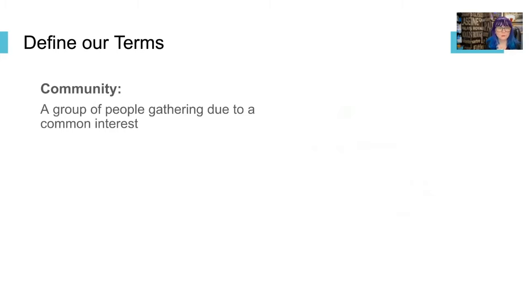Now, community. What we're talking about here is a group of people gathering due to a common interest. Sometimes people will gather in person, but a lot of this, what I'm referring to and what I do for a living, is around people gathering online due to something they have in common.